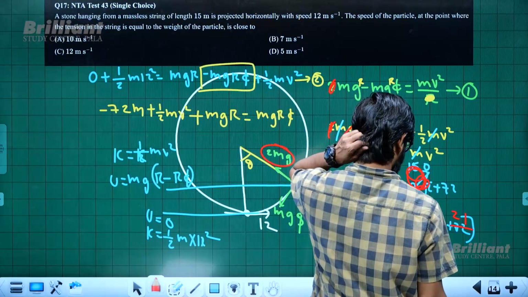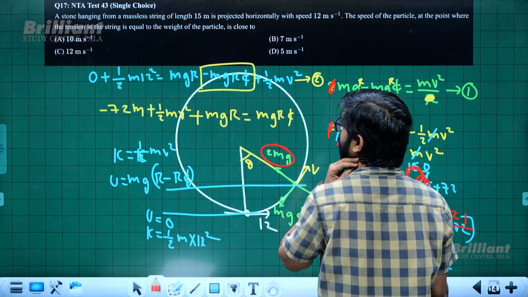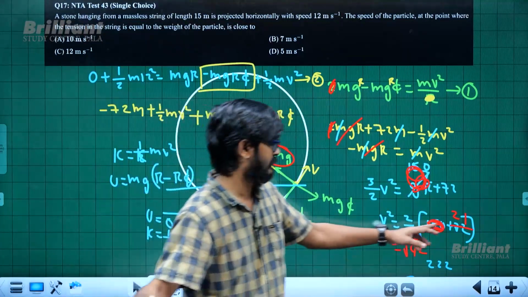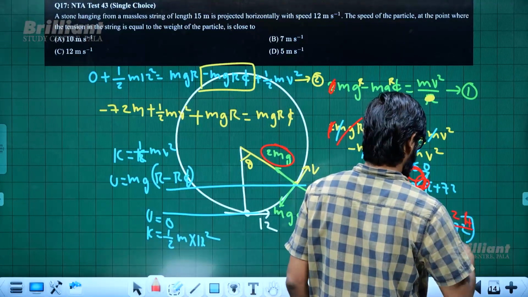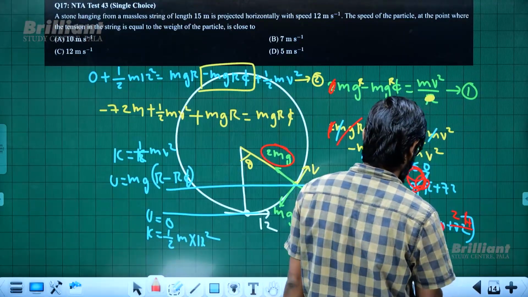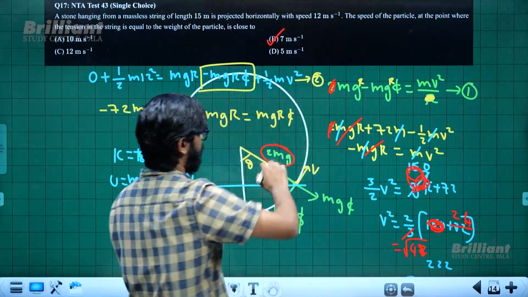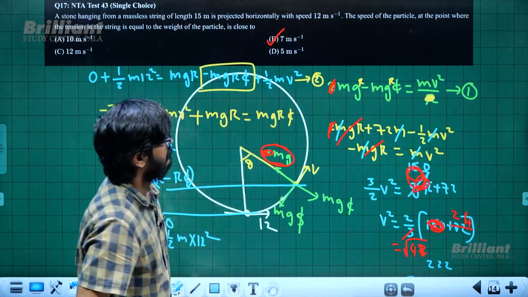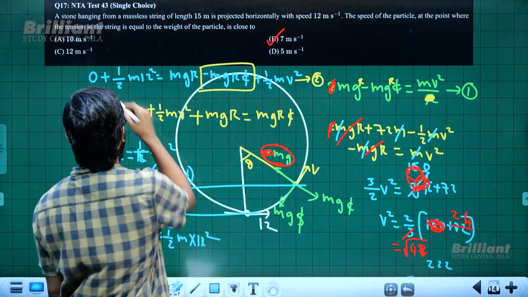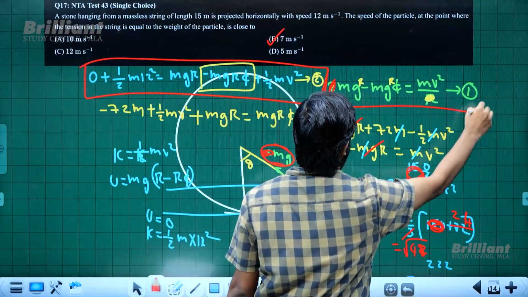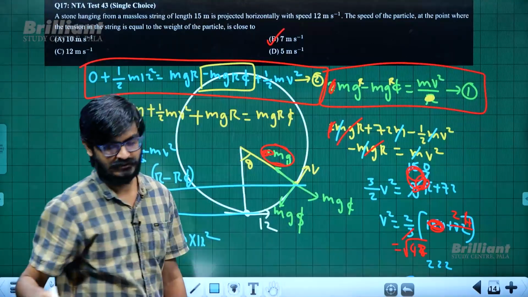Root of 42 will be approximately 7, right? Root of 42. Sorry, 3, 4. So root of 48. Root of 48 will be approximately 7. Yeah, this is the mistake I did. But anyway, what are the 2 equations you have to write? This is one equation, mechanical energy conservation, and this is the other equation, which is the centripetal force equation, right?